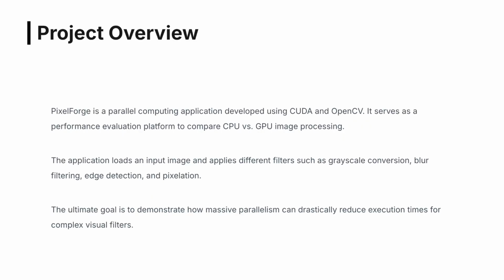In other words, Pixel Forge is an image processing program made with CUDA and OpenCV. OpenCV helps us load and save images, while CUDA lets us run the code on a GPU. The program applies filters like grayscale, blur, edge detection, and pixelate. Then we compare the CPU version against the GPU version to see which one is faster. The main goal is to show that GPU parallelism can make certain things like image filters much faster, especially when filters have a lot of work per pixel.